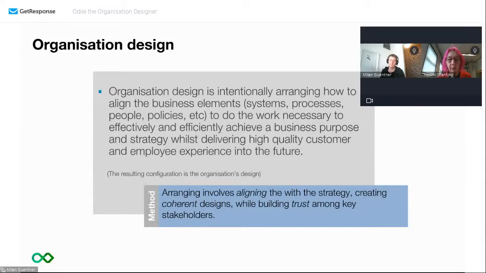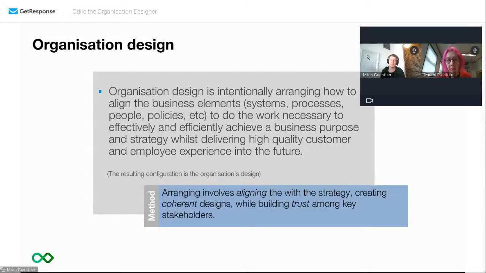The second part of the definition is about doing the work necessary, which is often a long debate. Do we need to do this? And knowing your business purpose is essential. And I have been on lots of projects where people don't actually have a very clear view on the business purpose and the strategy to deliver it. And then there's something about giving high quality customer and employee experience, which you can argue with.